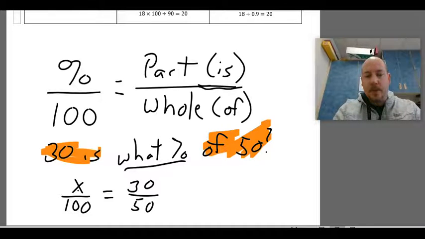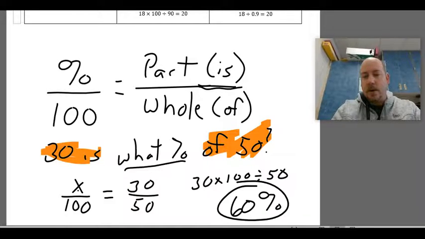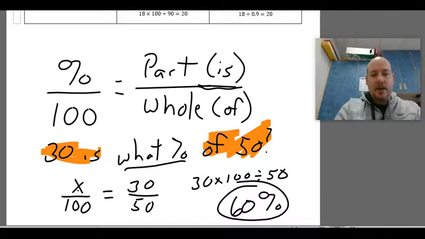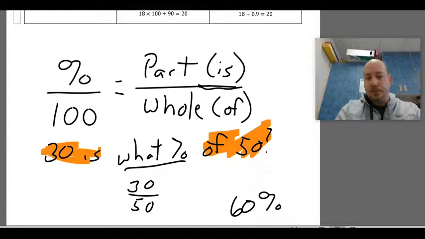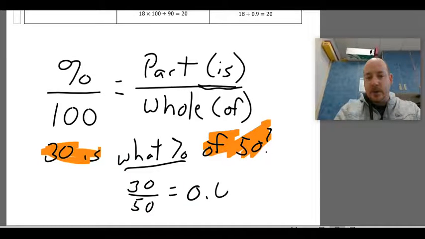Okay, and then we just cross multiply, 30 times 100 divided by 50. Gets us 60, and this one we have to make sure we add the percent sign since it's a percent. Okay, 60%. Now, the shortcut for that is we can just think of it as a fraction. So 30 over 50. I can change that to a decimal with division, so that's equal to 0.6. Again, you can use your calculator to help you if you need to. And then decimal to percent, remember we move right 2 places.